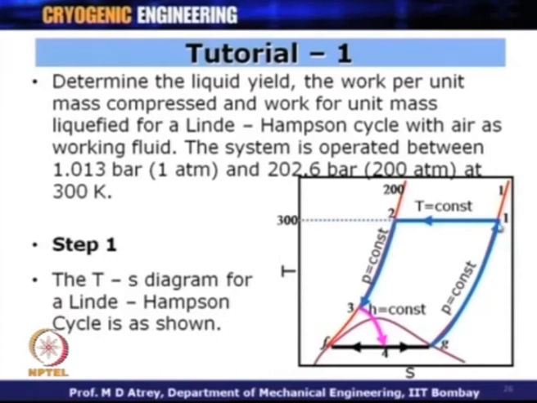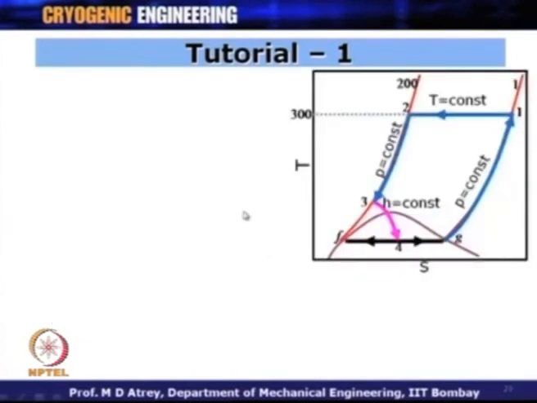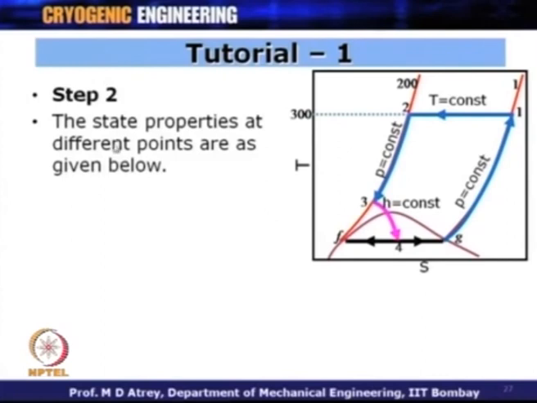Now, as soon as your point 1 is fixed, we know where the point F is. What we need to know is state 1 and state 2. You may not know state 3 immediately right now, which may not be required for solving this problem for the data which has to be calculated over here. So, what you understand from here is the state properties at different points are as shown over here.